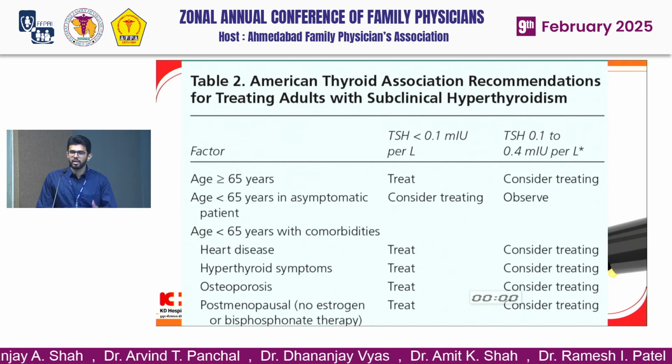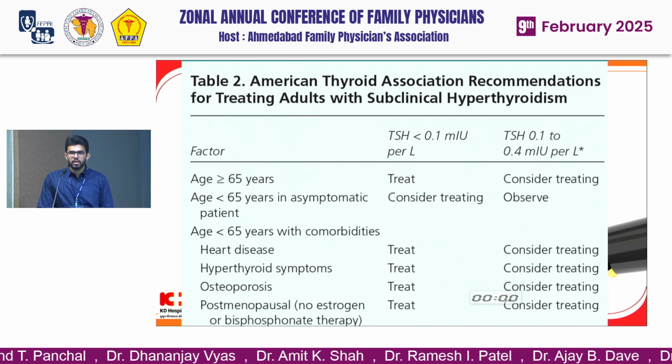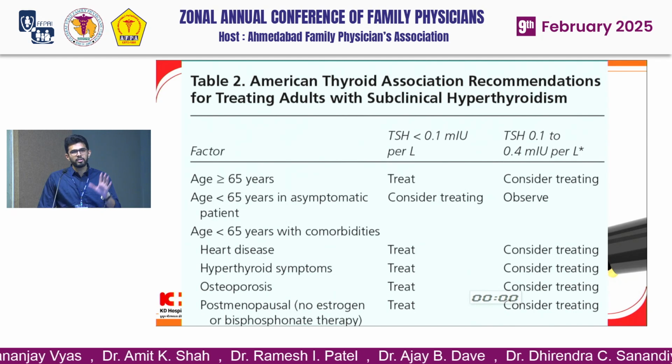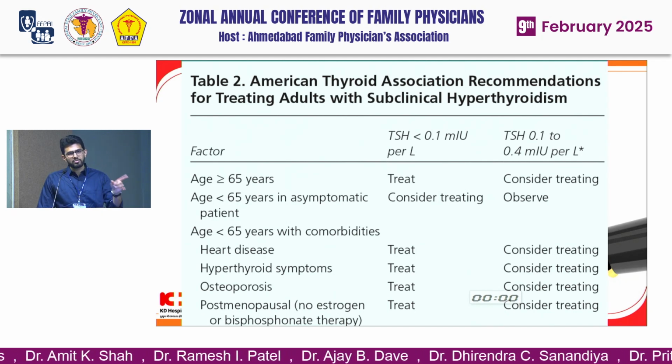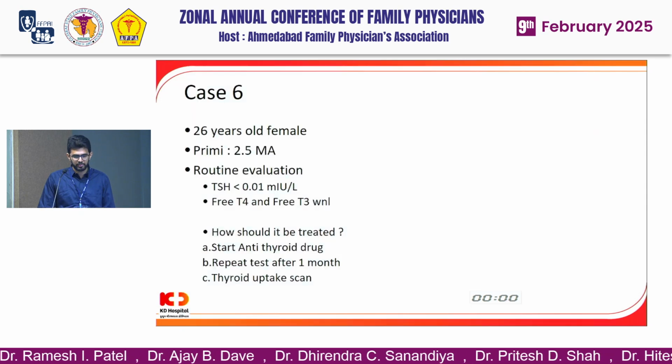So this is again a bottom line: when to treat a subclinical hyperthyroid, right? Any symptomatic patient may be considered for treatment with TSH below 0.1, and age more than 65 with TSH below 0.1, yes, they are eligible for the treatment.